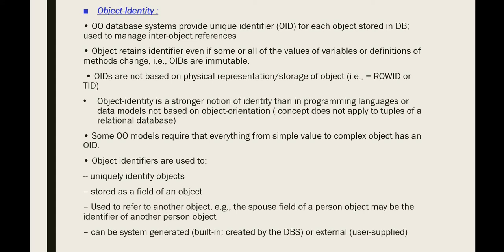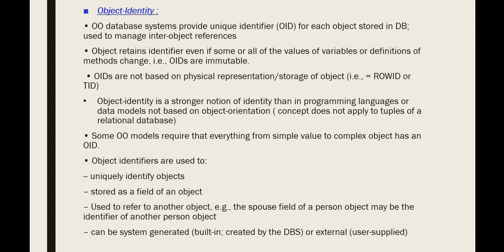Next, object IDs are not based on physical representation or the storage of the object. No matter where the objects are stored or how the objects are stored in a program, the object identifier will not change its characteristic, or will not change its unique identifier.